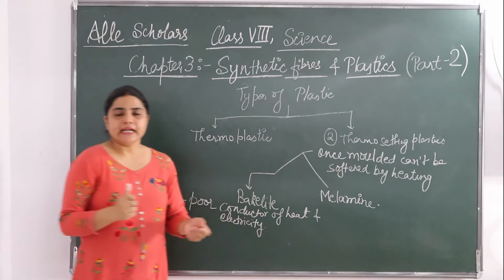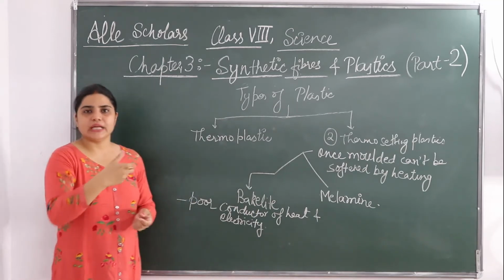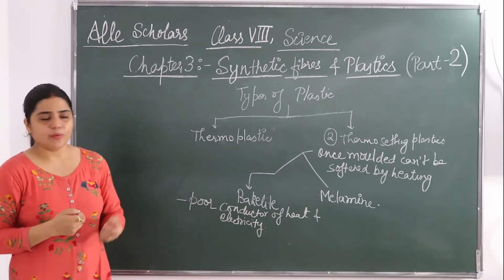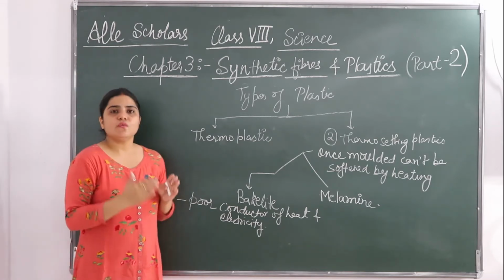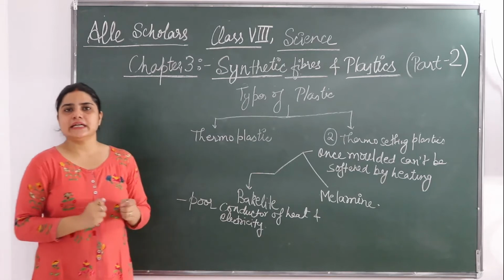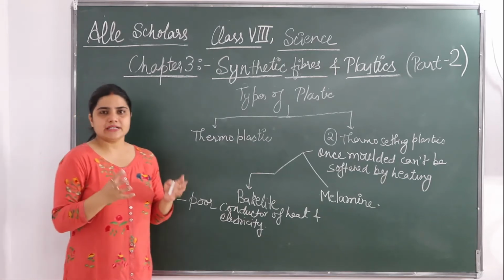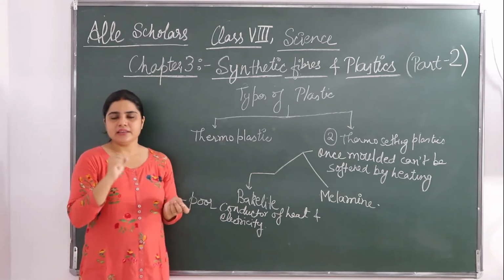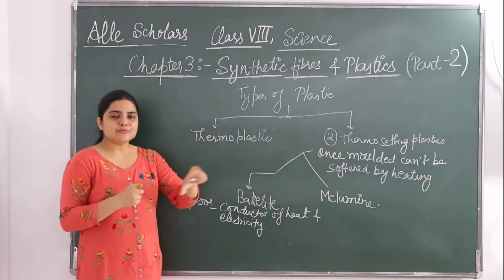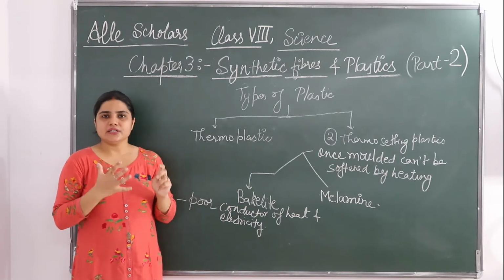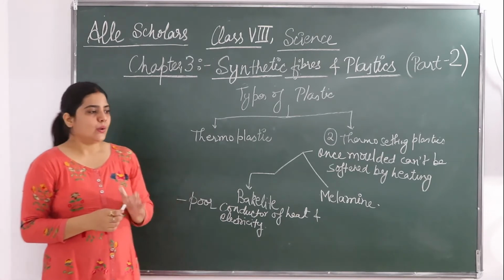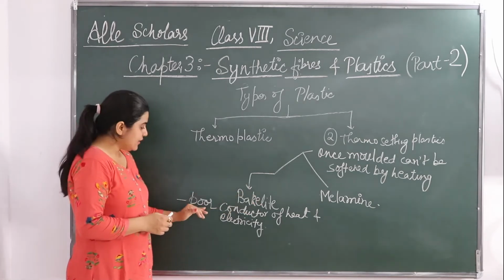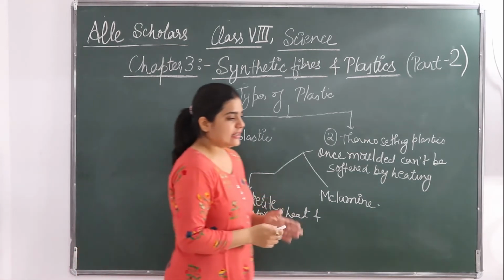Okay, and secondly, if you see the handle of utensils, it is also made up of plastic. You must have seen at your home that your mother is using it. So why doesn't that handle get hot? If a wok is made of iron and the handle is also of iron, that gets heated. But if it is made up of plastic, it does not get hot. Why? This is because they are made up of bakelite plastic, which is a poor conductor of heat and electricity.